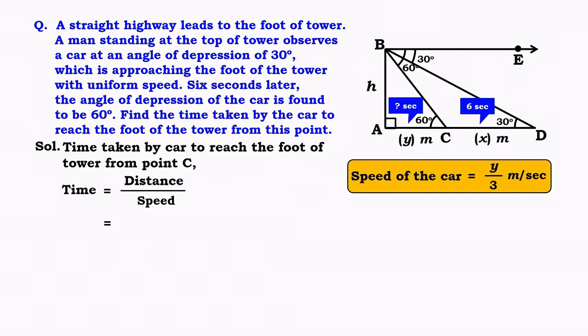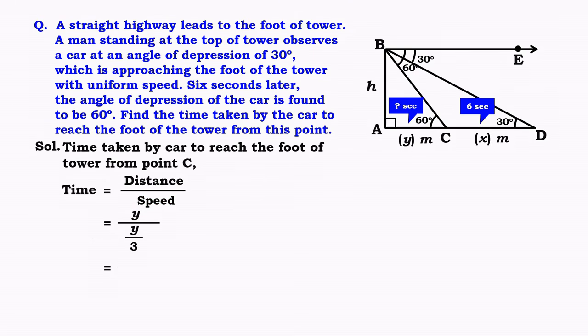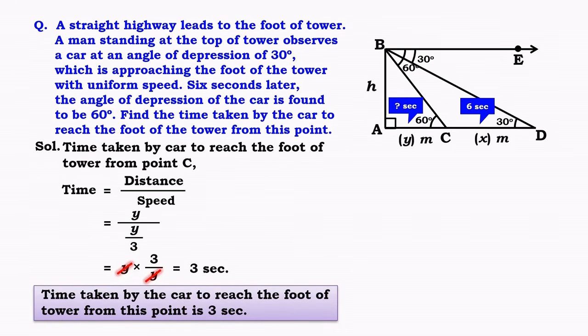Now, let us find the time taken by the car to reach the foot of the tower from point C. We know that time is equal to distance divided by speed. The distance from C to A is y meters, and the speed of the car is y divided by 3 meters per second. Therefore, time is equal to y divided by y by 3. On simplifying, y gets cancelled. So, time is equal to 3 seconds. Therefore, the time taken by the car to reach the foot of the tower from point C is 3 seconds.